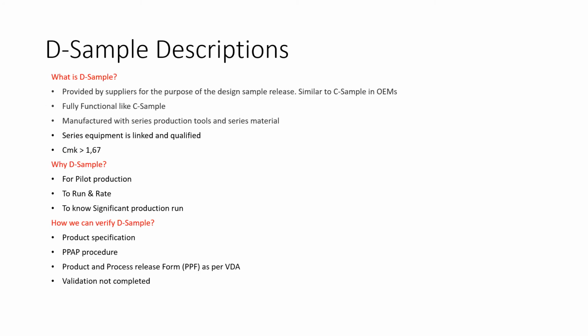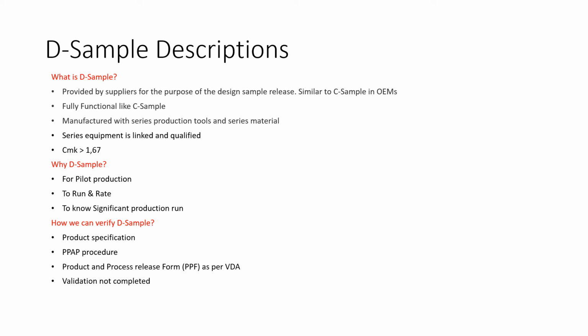So what about D sample? We have completed A, B, C. By C sample, you did validation. So why do we require D sample? D sample is from suppliers. D sample is provided by suppliers for the purpose of design sample release, similar to C sample in terms of OEMs. It is fully functional like C sample in OEMs.